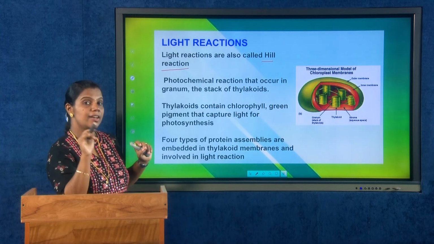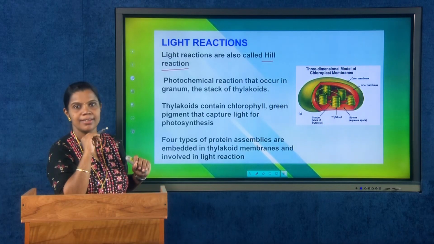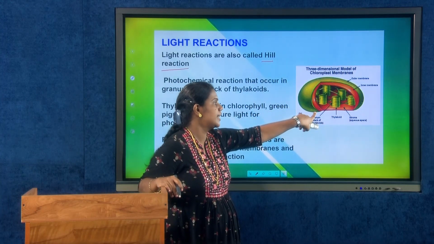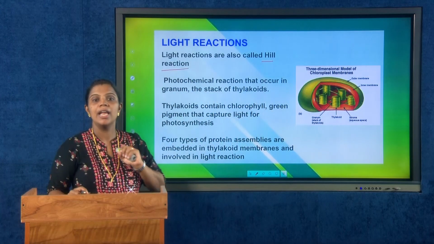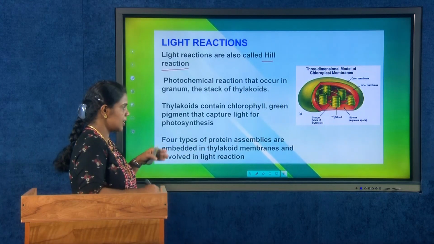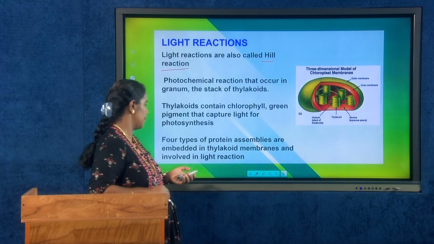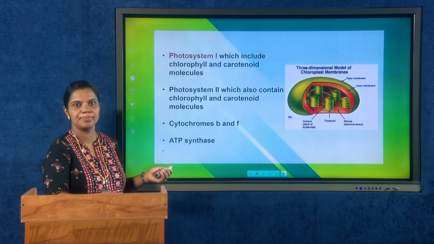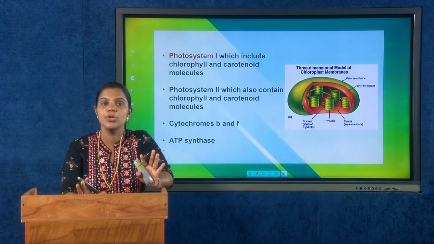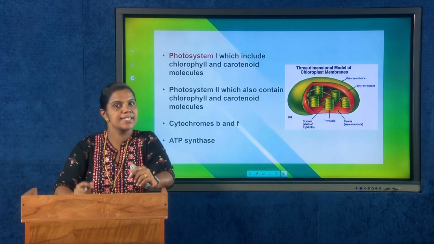Inside these thylakoids we have the chlorophyll, which is the green pigment that is capable of capturing light. So, the green pigment is present here in the granum of thylakoid, and it is capturing light for photosynthesis. There are also 4 types of protein assemblies associated with this chlorophyll, also present in the thylakoid membranes and involved in the light reaction. Now, we must understand that there are 2 types of photosystems involved. So, what is a photosystem? That we will discuss in the coming slides.